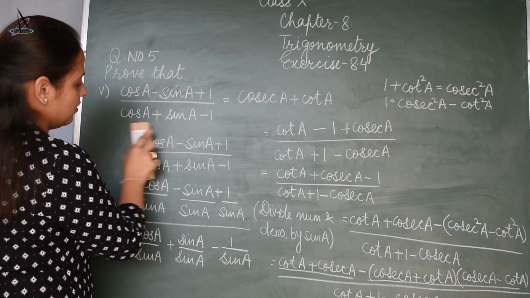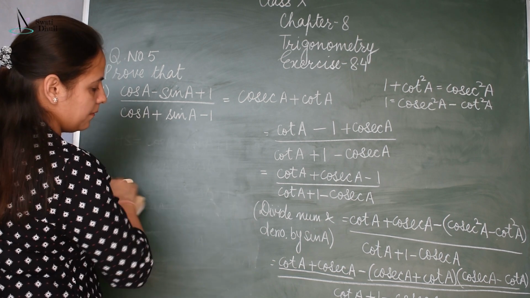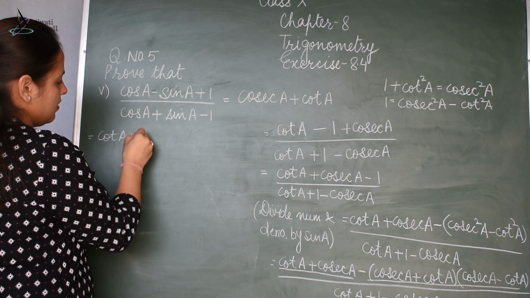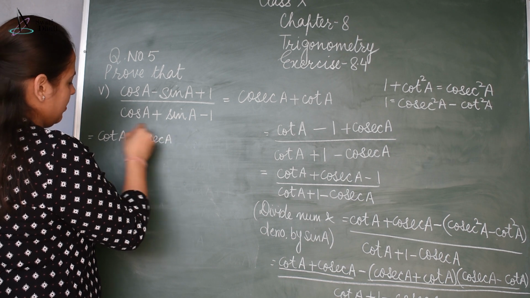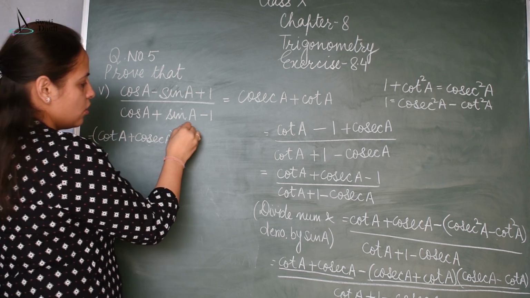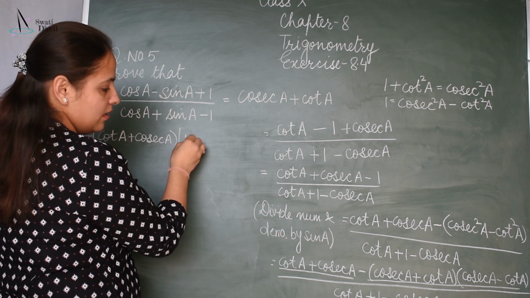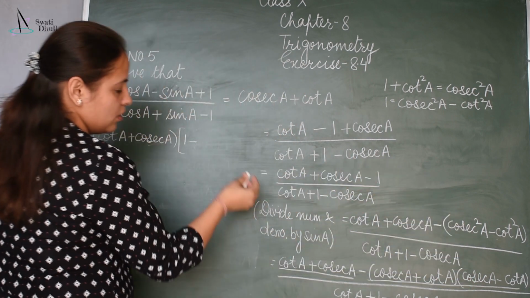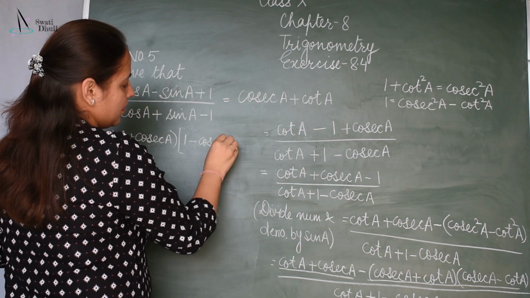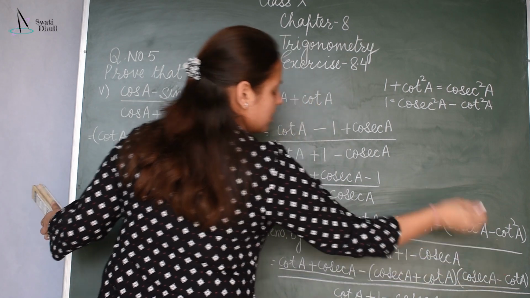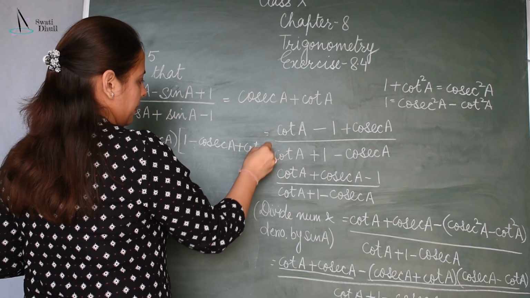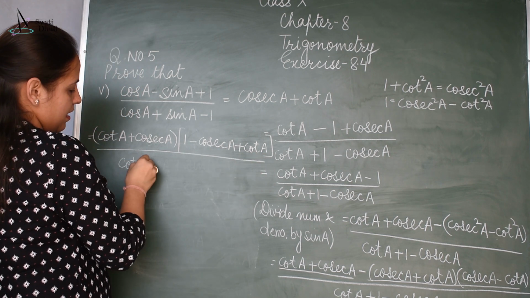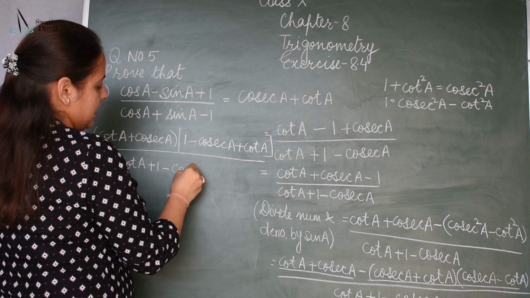So what will I get here? That is cot A plus cosecant A. I have taken this term as common. So what will I be left with? This is 1 minus, so this term is left here. So minus minus is minus cosecant A, and minus and minus will become plus, divided by cot A plus 1 minus cosecant A.